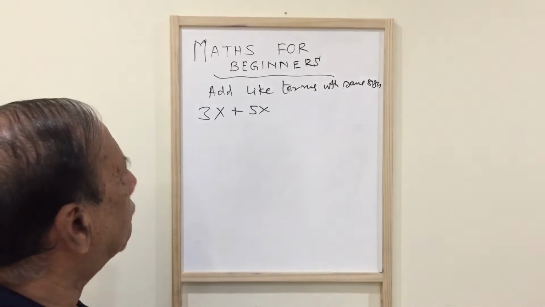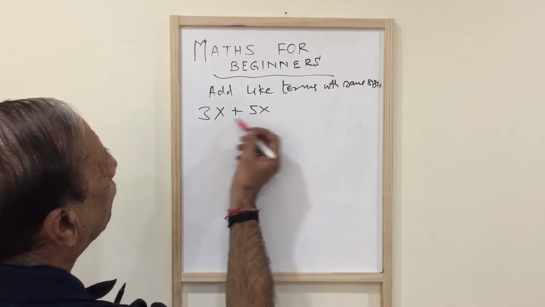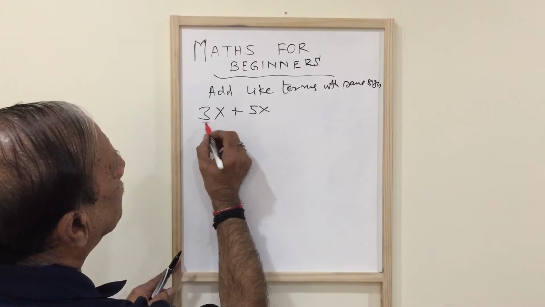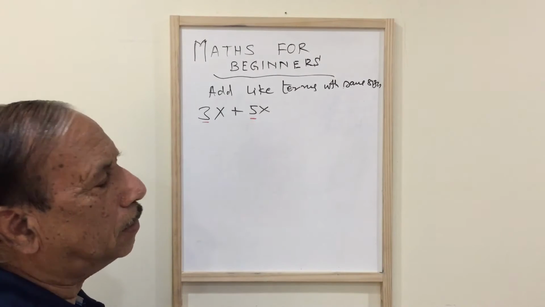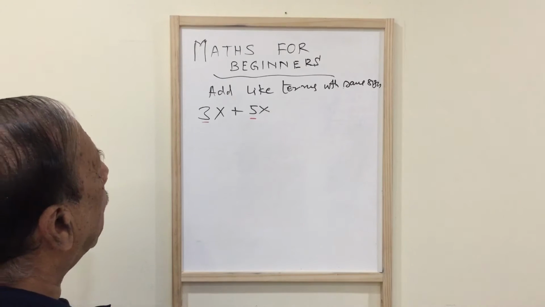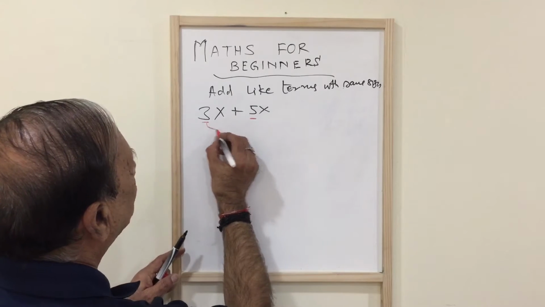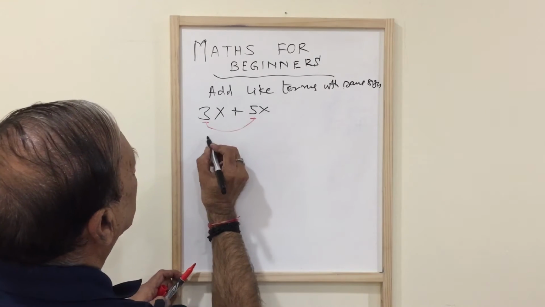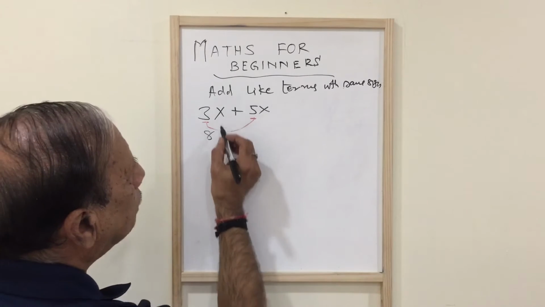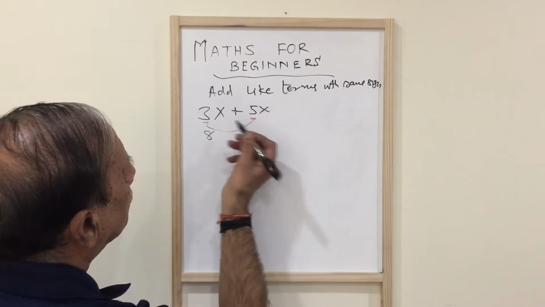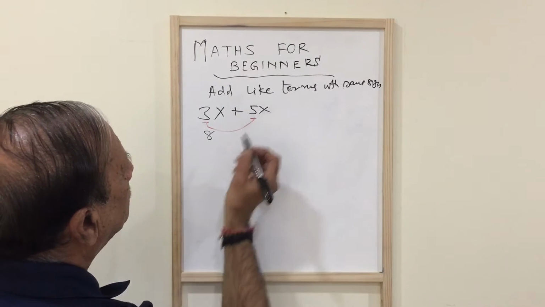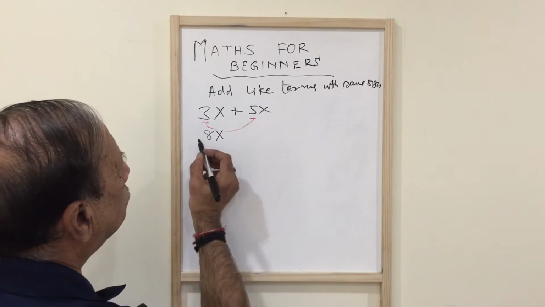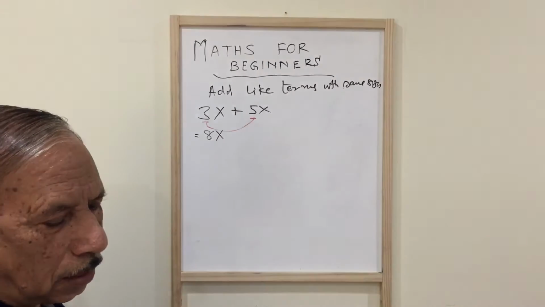So what happened in this case? You have to add 3x with the 5x. 3 is a coefficient of x in this and 5 is the coefficient in this. So you have to add 3 and 5 together. If you add 3 and 5, that comes to 8. And you have to fix this variable. It's the same variable over there. Then it will come to 8x. So 8x is the answer.